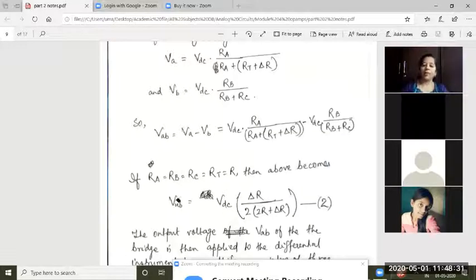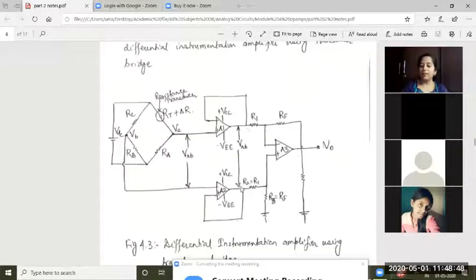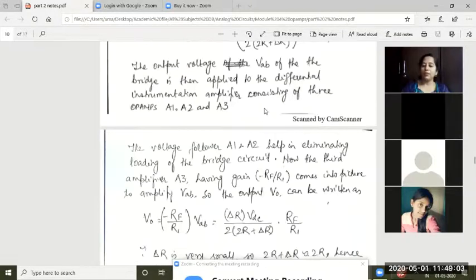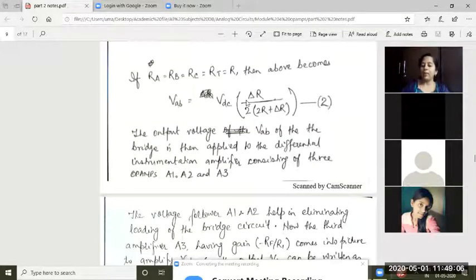So this represents the input signal to the second stage, which is nothing but a difference amplifier. The second stage of the instrumentation amplifier, as you can notice, is a difference amplifier A3 with R1 and RF. So VAB acts like the input to this second stage. Now, what would be the output of this second stage? That I have to find out. I have just found the value of VAB in terms of change in resistance. This is important. Please note, it will be used in problems.